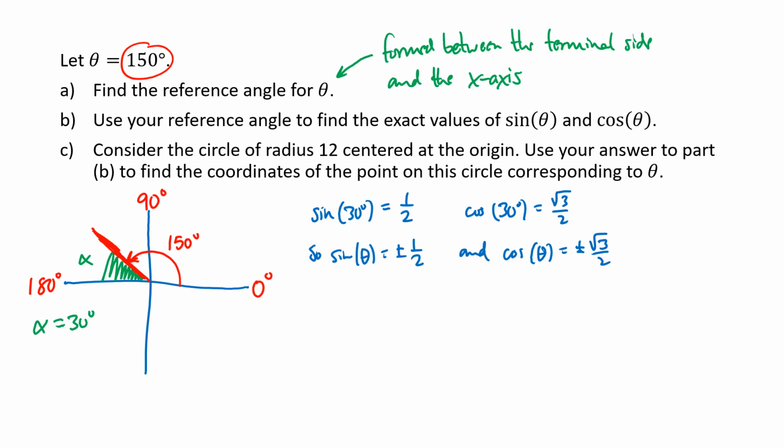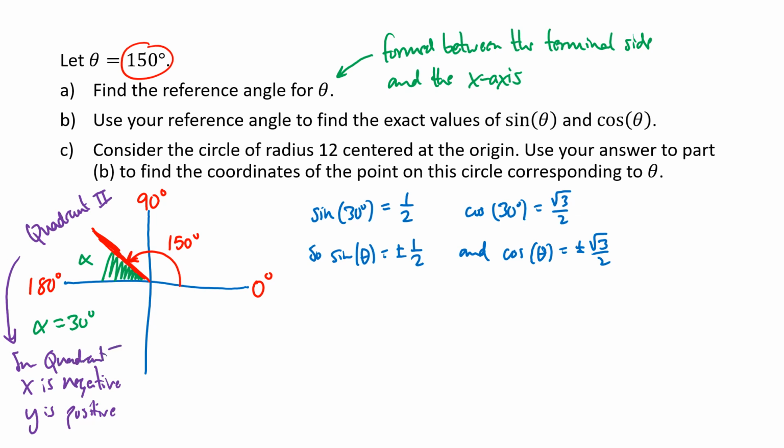Now, how do I tell whether it's plus or minus? For that, I figure out what quadrant I'm in. I'm over here in quadrant 2. And so in quadrant 2, x is negative, and y is positive in quadrant 2. So in quadrant 2, x is negative and y is positive.